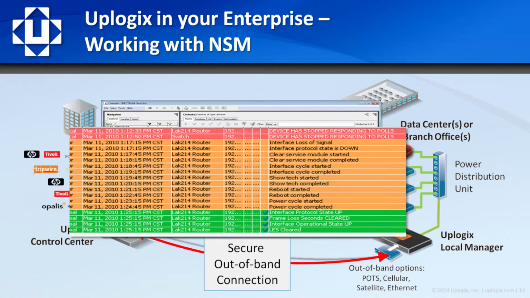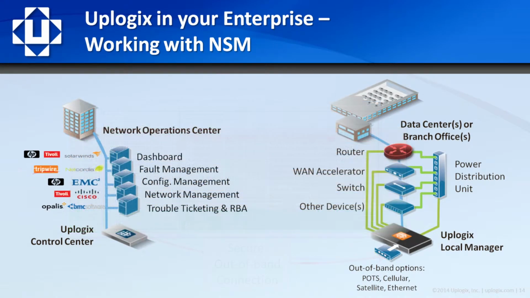And the next thing you start seeing are the automated actions that the Uplogix is starting to take. The clear service module starting completed, the interface cycle, the show tech, the reboot, and the power cycle commands are all backfilled as they occur back into the graphical interface of CA Spectrum to let you know what the remote is doing, as well as to see current up to the minute state of the network. And in this case, after that power cycle, the in-band SNMP queries start to complete, and those systems go green again, and we're back to business as usual.